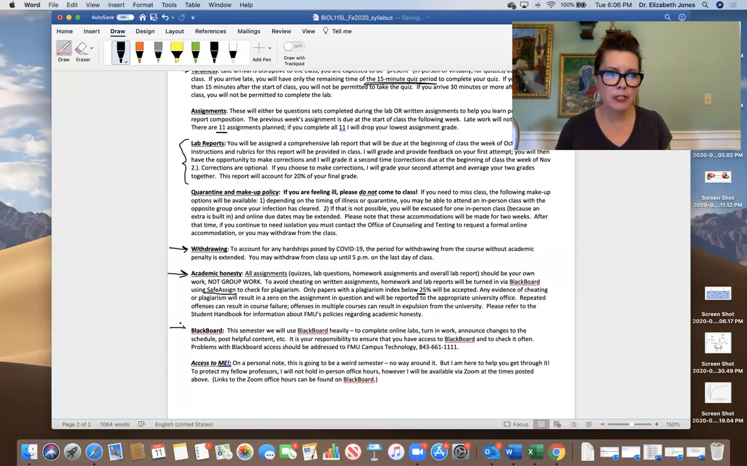Now, I have mentioned Blackboard a number of times. We are going to use Blackboard heavily this semester because we're going to have a fairly extensive online component. That means that you need to make sure that you are checking it regularly and that you have consistent internet access and consistent Blackboard access.